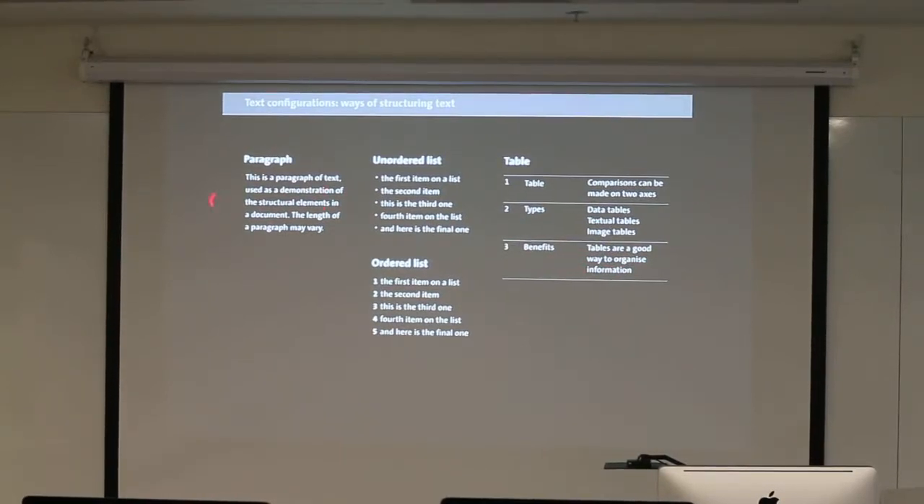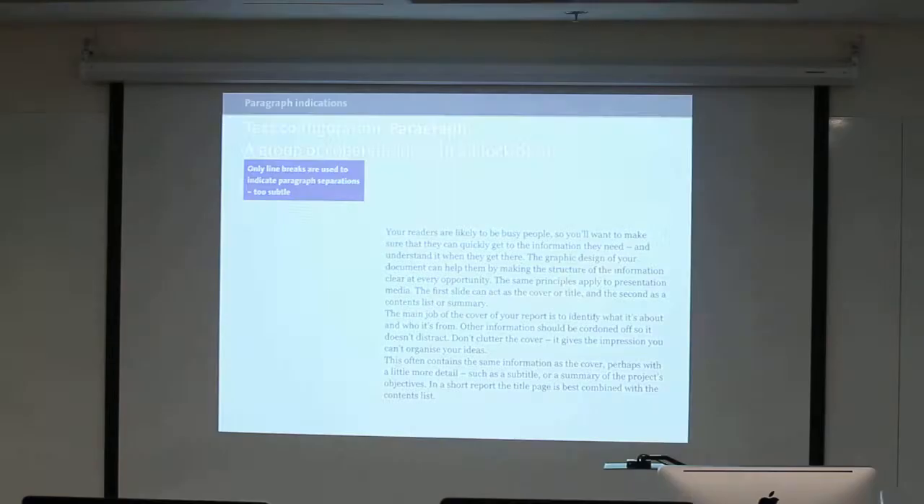You have a regular paragraph, you have lists that are unordered or ordered, so that ordered list has a sequence, unordered list doesn't have one, like bullets. And then table allows you to compare information in two axes, okay? So these are the very basic textual configurations. Okay, now I'm going to show you each one.